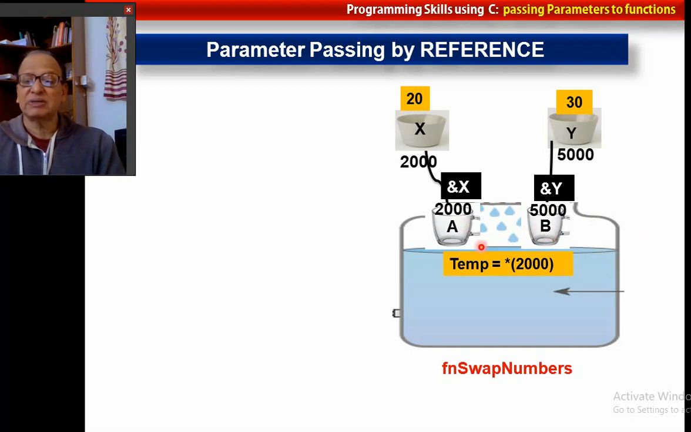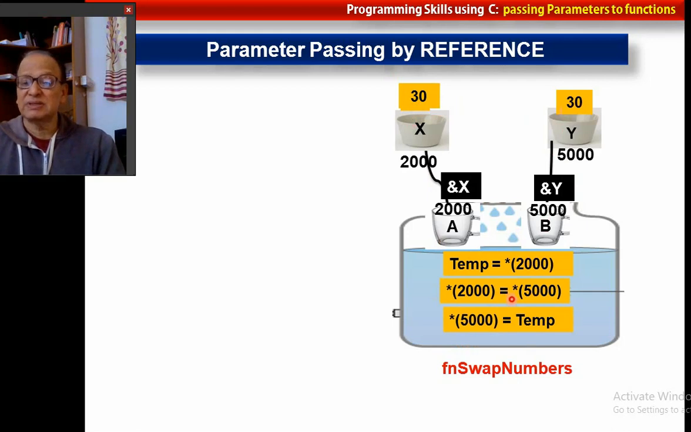Now 2000 is there. What is the value at 2000? It is 20. So it goes into temp. What is the value at 5000? It is 30. So I'm exchanging 30. Now the value at 5000 is assigned to the value at 2000. Naturally, as you see, 30 has gone there. Now what do you do?